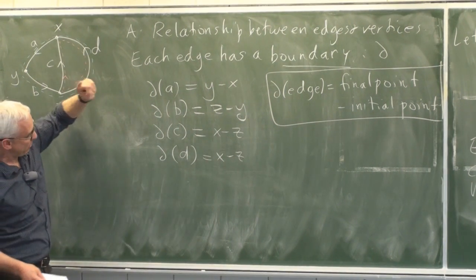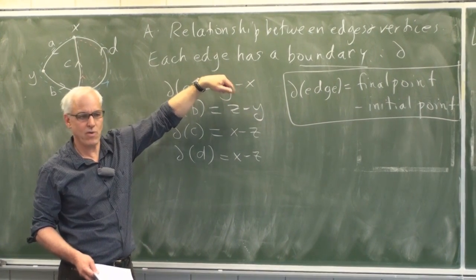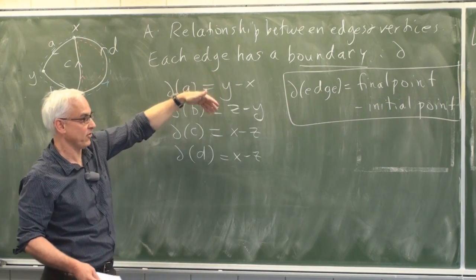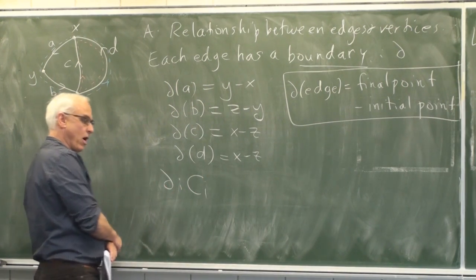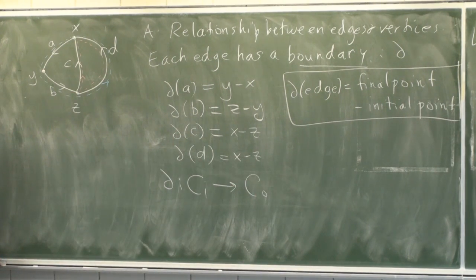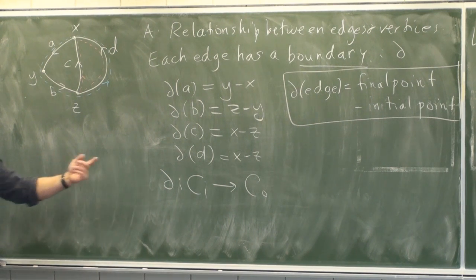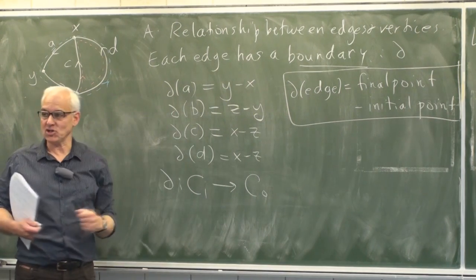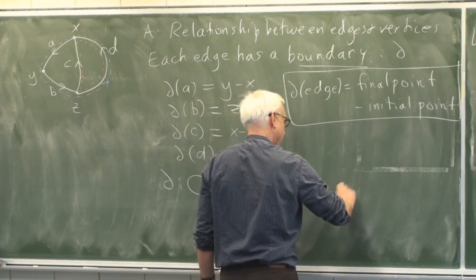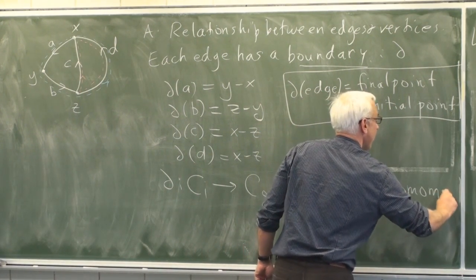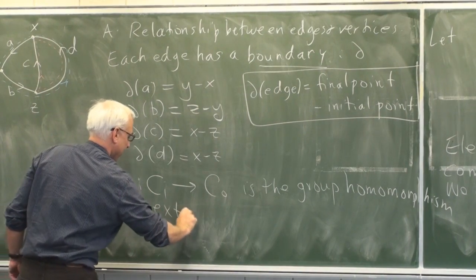Okay, so we can think about this algebraically. What we have here is a map that takes edges and gives us vertices, or rather, combinations of vertices. The combinations of vertices are what we're calling the zero chains, the elements of C0. So we're starting with something in C1. So del is taking something in C1 and outputting something in C0. And since A, B, C, and D are the generators for C1, this map extends to a group homomorphism. So del from C1 to C0 is the group homomorphism which extends this.